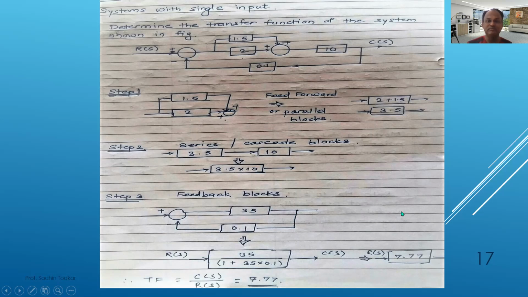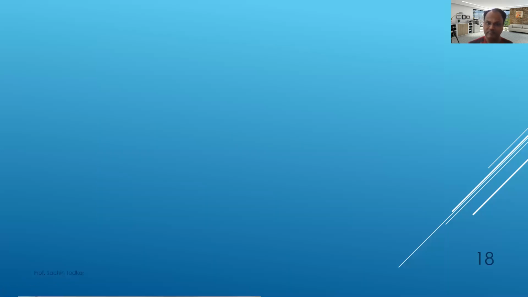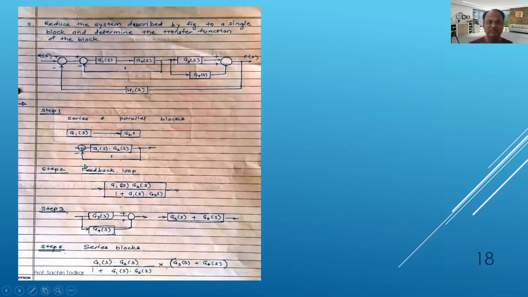So your multiple choice question may have this type of diagram, and they will give you different answers. So you have to use a calculator for calculating that particular answer. Pencil and calculator you have to use, so you have to remember that. So the transfer function of this particular diagram will be 7.77. Okay. Similarly, this example is there.